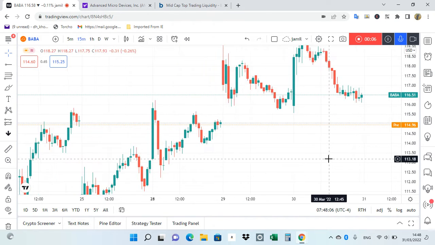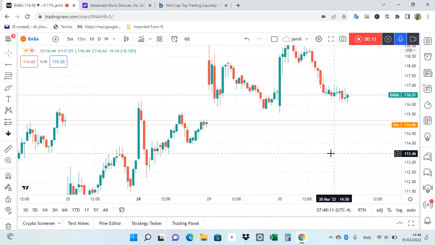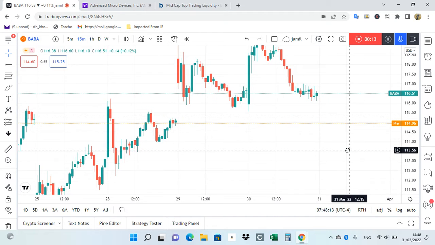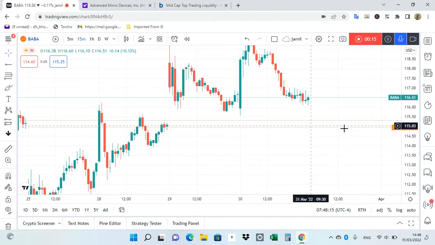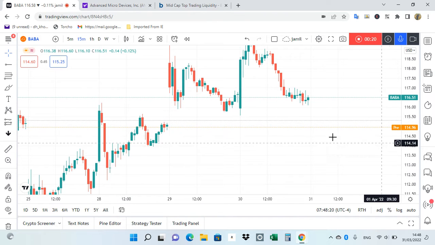We are going to talk about today the Alibaba stock, how we can trade in this market. So first of all, we have to see where the market is going to open in the pre-market. It is between 114 and 115.